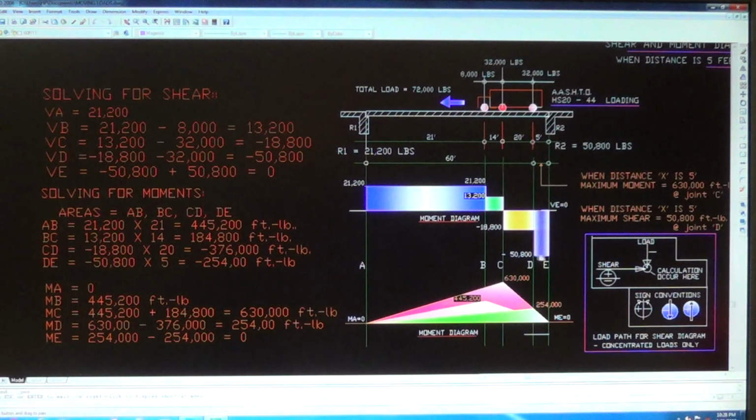Now let's go to area DE. The height of this figure here is 50,800, multiplied by the lever arm, which is 5. So DE is minus 50,800 times 5, which equals minus 254,000 foot-pounds. We're done with the areas. As we know, we need areas to solve for the moments.